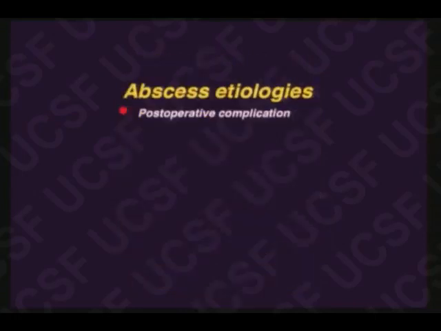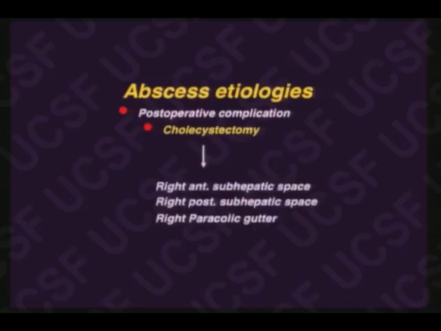When we think about the kinds of things that cause abscesses, number one on the list is postoperative complication. What are the common surgeries? Cholecystectomy. Where do you get the abscess? Right anterior subhepatic space, right posterior subhepatic space, right pericolic gutter. Now, I can interrogate all of those spaces. If they are negative, I don't care if the patient has a ton of bowel gas. There's absolutely no chance the patient got their abscess in the left infracolic space.